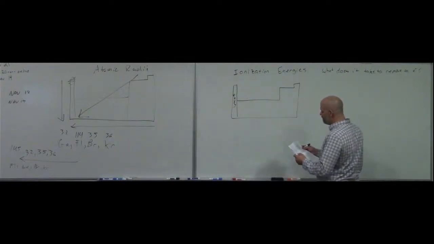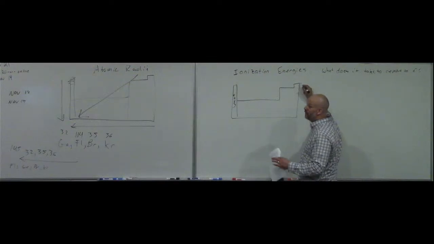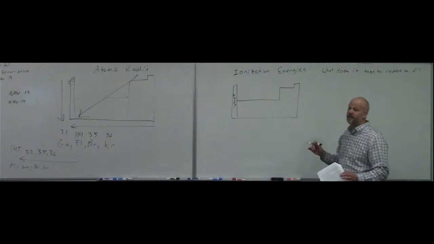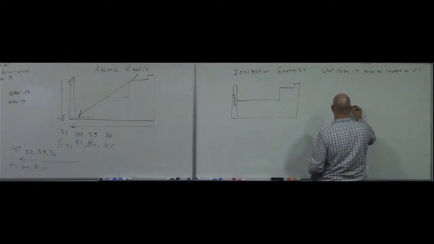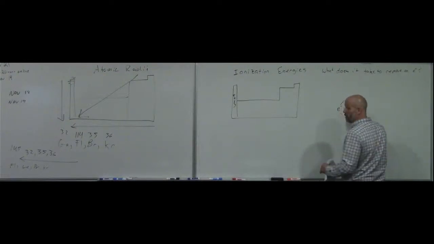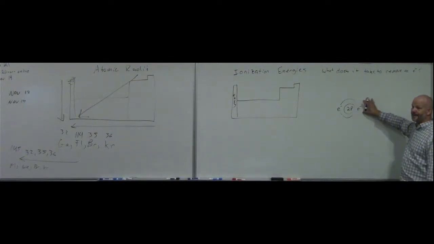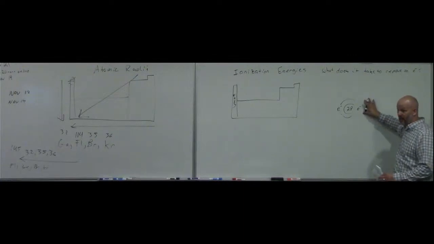Something like helium has a full valence shell. If we were to draw helium, it's got 2 protons, 2 electrons with no shielding. These things are held so tight. This is the hardest one to ionize, okay?